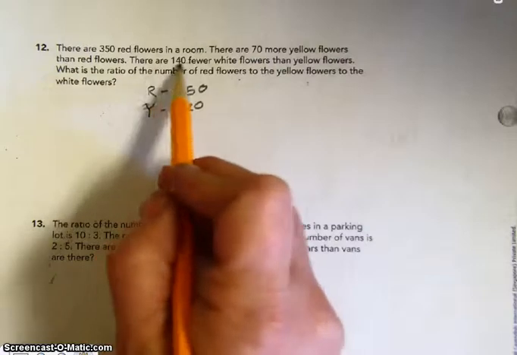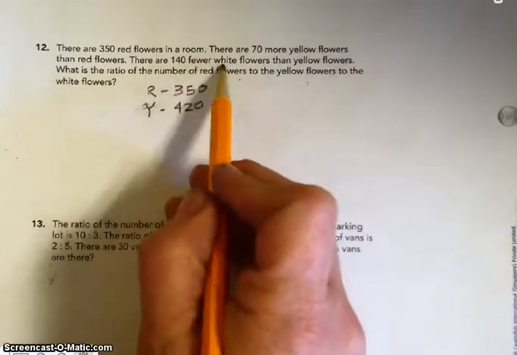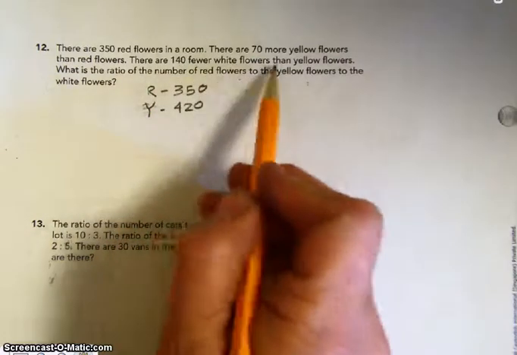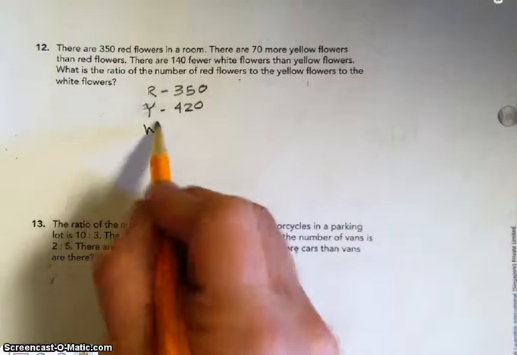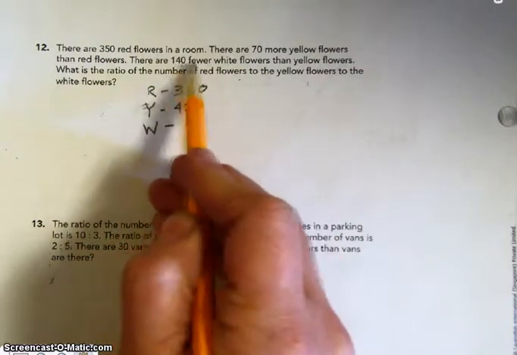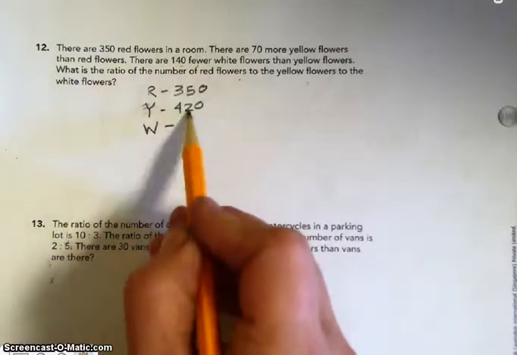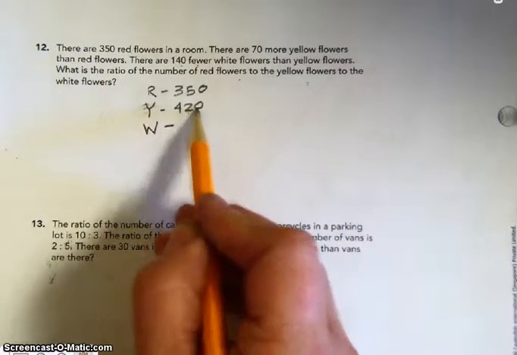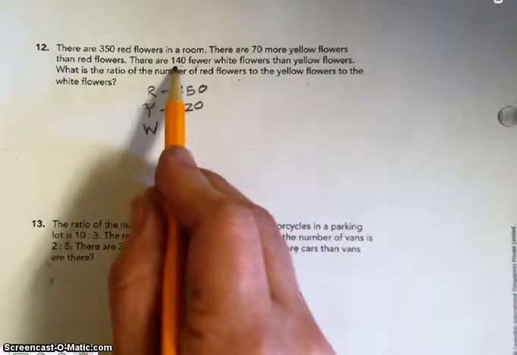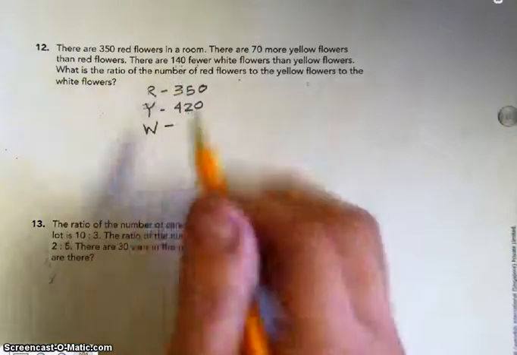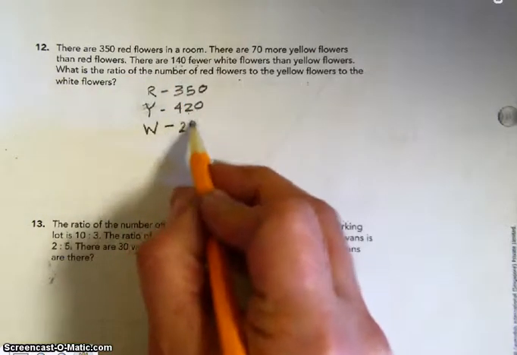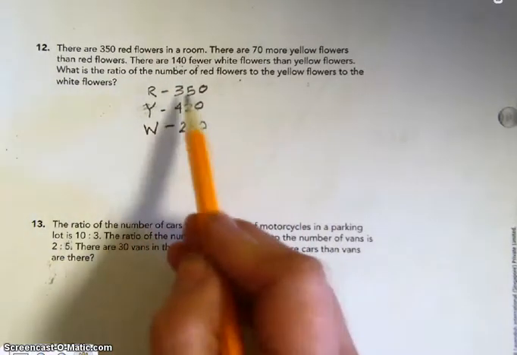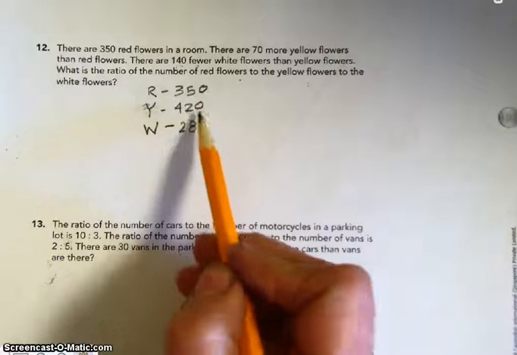There are 140 fewer white flowers than yellow flowers. So our white flowers are going to be 140 fewer than our yellow. So we just have to take our 420, take away 140, and that will give us 280 if you do that math. So that tells us all of the information about those flowers.